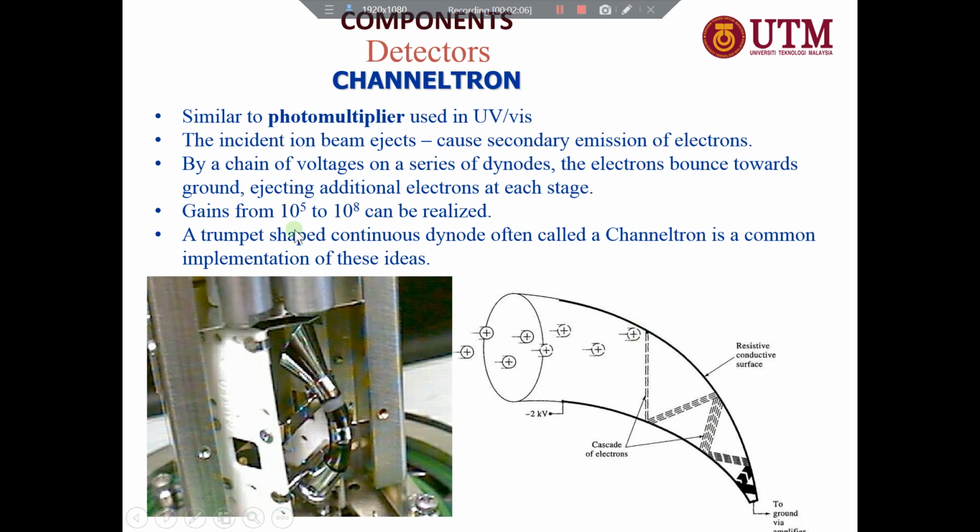Alright, a trumpet shaped continuous dynode, often called the channeltron, is a common implementation of the idea. So trumpet shape ni lah menyebabkan nama dia kita panggil sebagai channeltron lah. Itu je lah, just a simple information. So ini adalah gambar yang sebenar. Okay, I'm not really sure because I have not encountered the channeltron before this. Maybe I'm not really sure if we have the channeltron in Faculty of Science or especially in UTM or not.